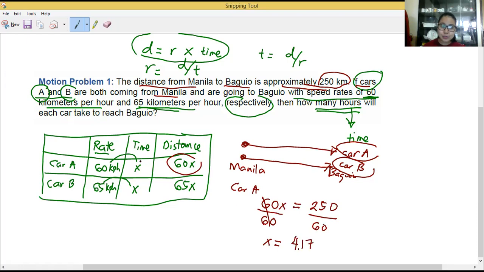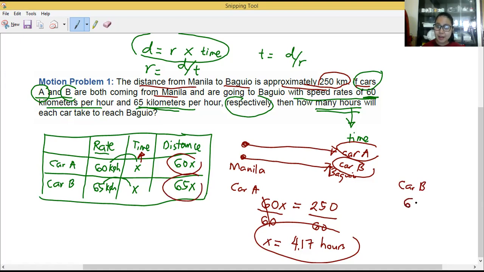Remember, x is for time. So we say 4.17 hours. If you'll be solving for car B, that's the distance of car B, that's 65x equals 250. Divide both by 65. So our x is equal to 3.85 hours.